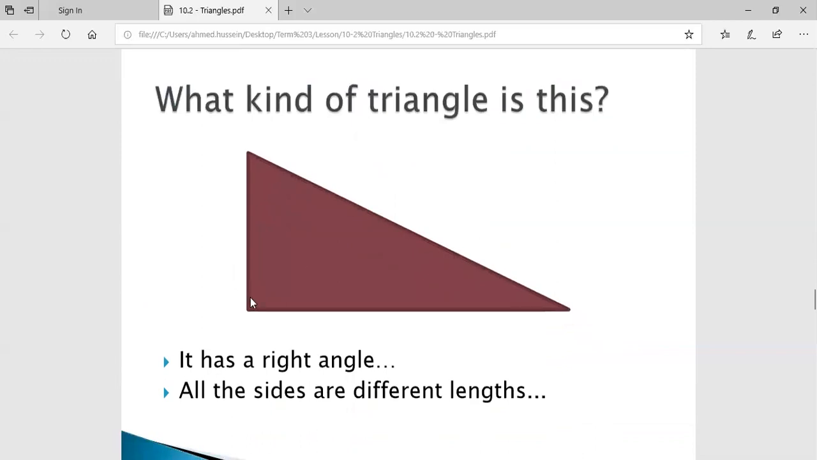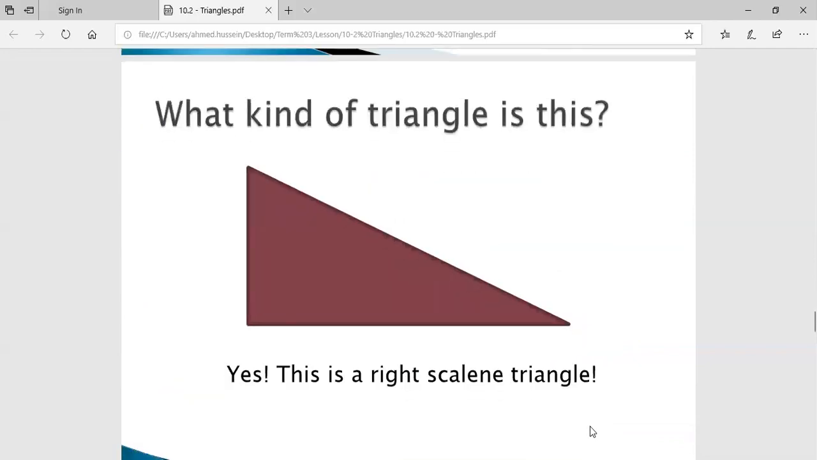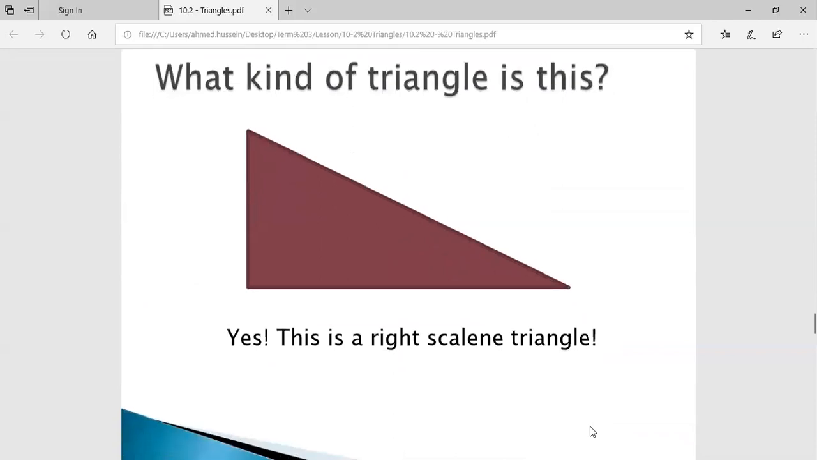Yeah, we can clearly see that it has a right angle, so it's a right triangle, and there are no congruent sides, so it has different lengths. So we call it a right scalene triangle.